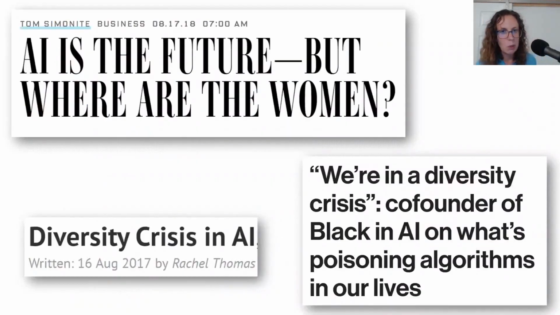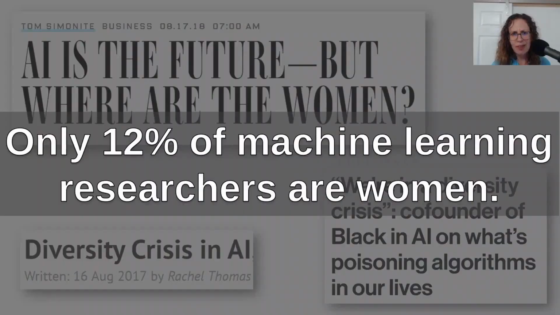So next I want to get into diversity, which I know came up earlier. Only 12% of machine learning researchers are women. So this is a very dire statistic. There's also an extreme lack of racial diversity and age diversity, and other factors. And this is significant.